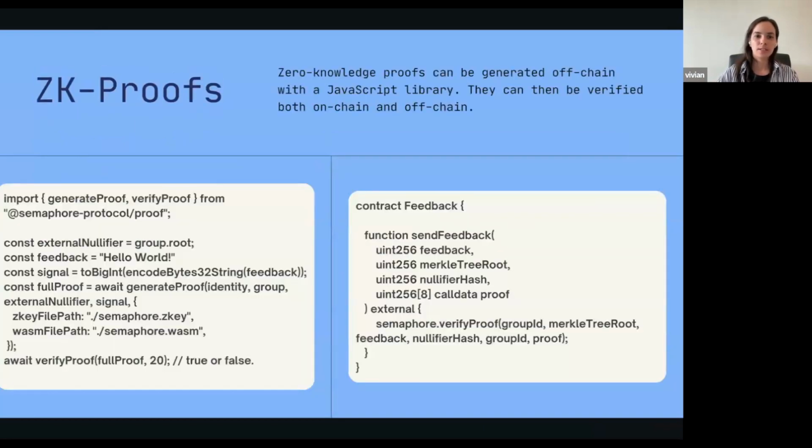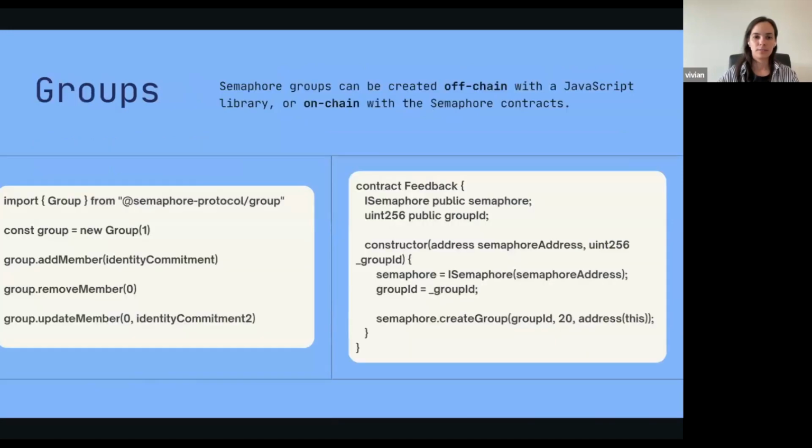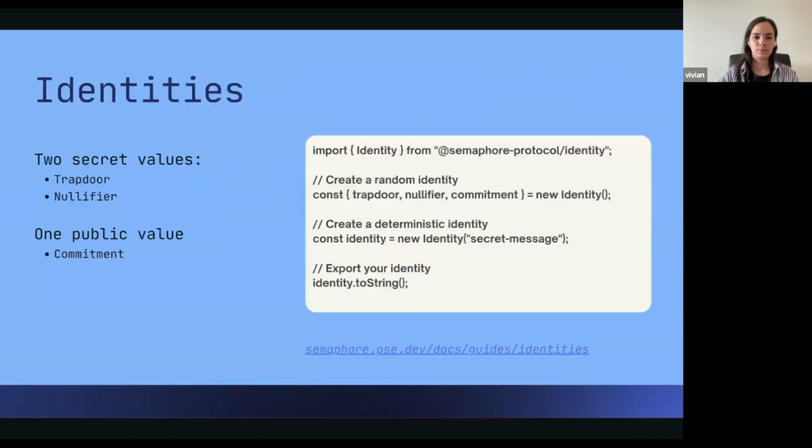Hi, Vivian. Quick question, sorry. Could you go back a little bit and then just elaborate a little bit on what the trapdoor, nullifier, and identity mean? Like, in what format? Yeah, this one. So what does it look like, and what is the idea behind this? Like, what is an identity? What do these things look like?